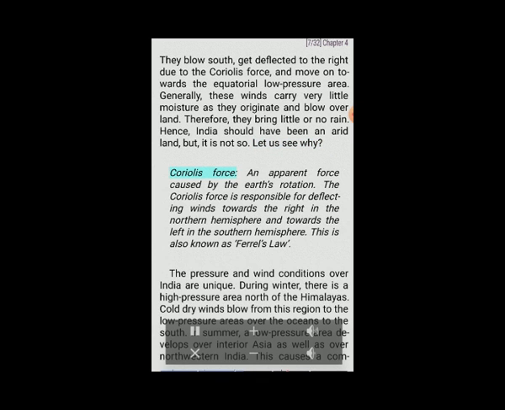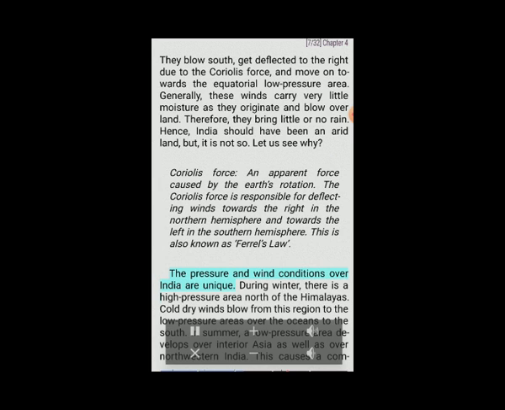Let us see why. Coriolis Force. An apparent force caused by the Earth's rotation. The Coriolis Force is responsible for deflecting winds towards the right in the northern hemisphere and towards the left in the southern hemisphere. This is also known as Ferrel's Law.